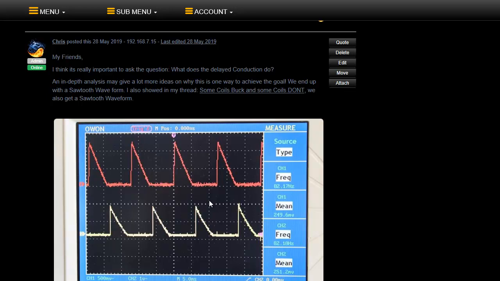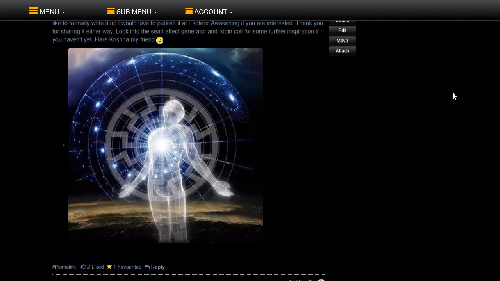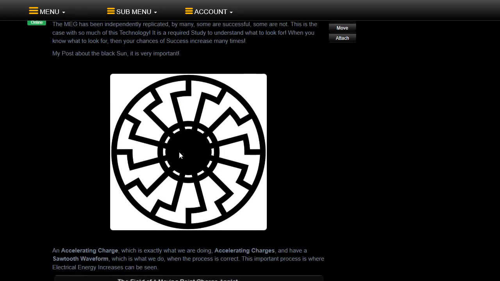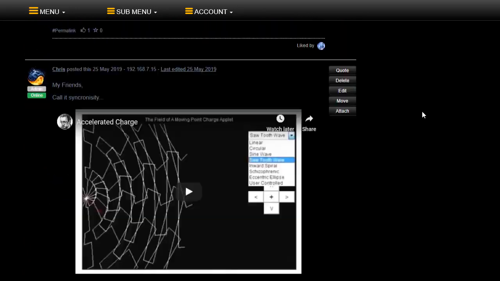This is something I've shown before, the sawtooth waveform. Different device, but you can see that there's a linear decay over time when the power is opposed by a magnetic field that changes in time sufficiently. Again, the black sun sawtooth waveform. If the point charge is being accelerated in a sawtooth waveform, the lines of force that radiate from the point charge give us the black sun symbol. Ancient symbol. This is as old as mankind and probably much older. So again, interesting stuff.